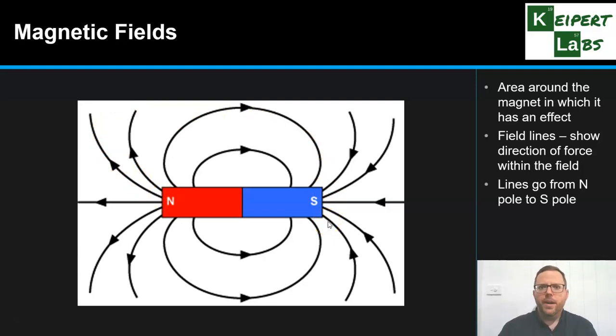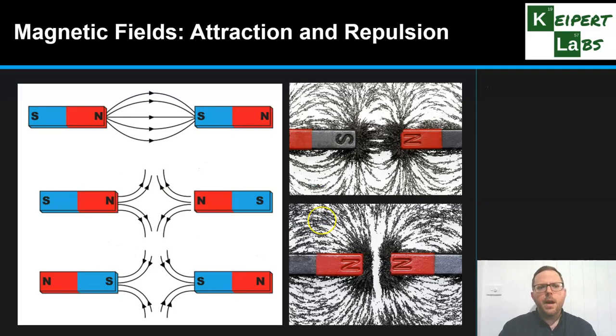We often would draw it as a 2D pattern, but it would exist all the way around that magnet in 3 dimensions as well. Okay, so this is the area of the magnet where it's going to have an effect. And speaking of that effect, we notice some curious behaviors when we bring magnets together.